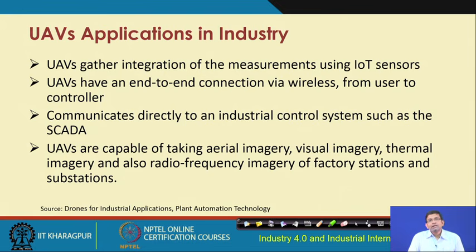UAVs can help communicate directly to an industrial control system such as a SCADA, and details of SCADA we have already understood in another lecture. So, it is basically for supervisory control, supervisory data acquisition and so on. So, SCADA devices and their integration with UAVs are also a reality that is happening in the industrial IoT sector. UAVs are also capable of taking aerial imagery, visual imagery, thermal imagery and also radio frequency imagery of factory stations and substations. So, before I go any further, I would like to show you two different things.